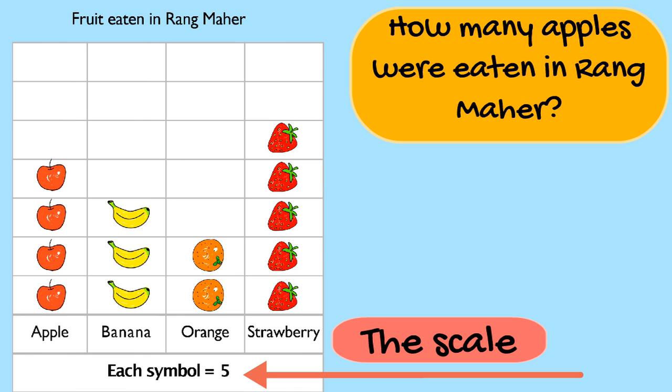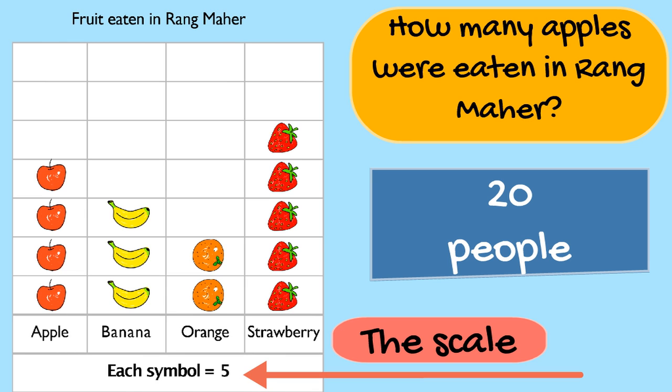Remembering our new scale, can you tell me how many apples were eaten in Rongmar? Pause the video and try to figure out the answer. So you should have got 20 people altogether, and we got that by counting up 5, 10, 15, 20. Remember, each symbol is worth 5, not 1.